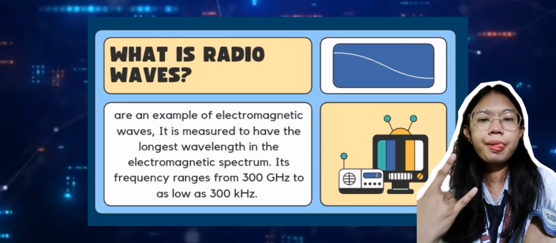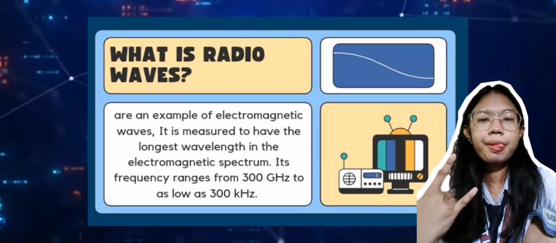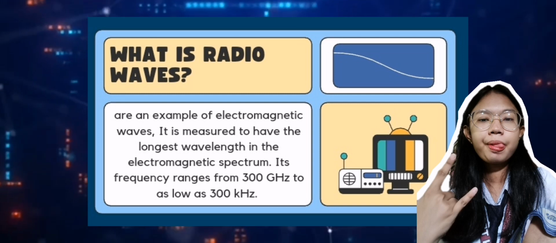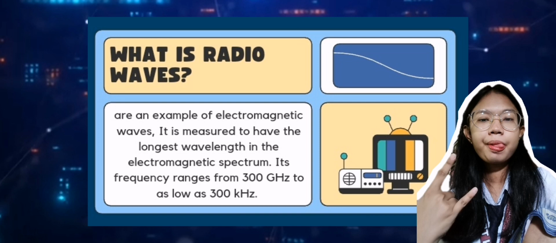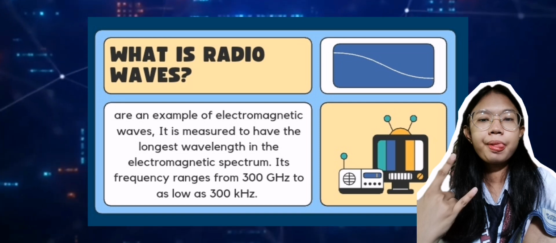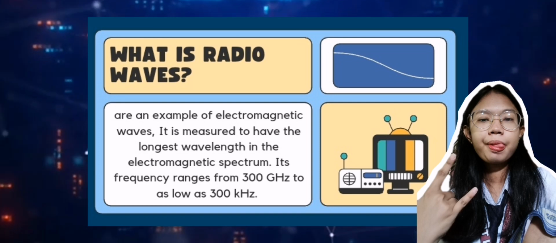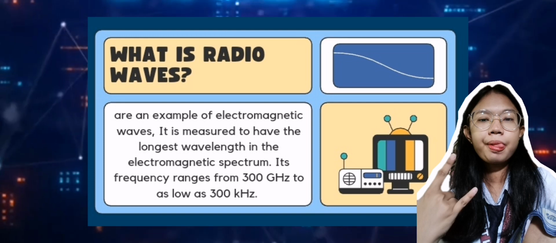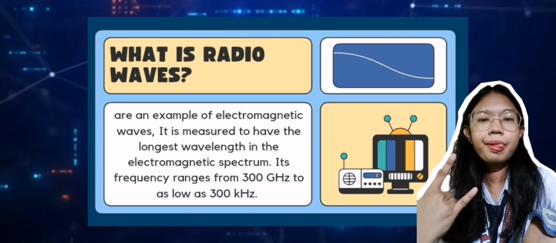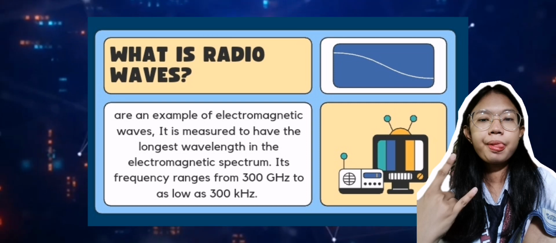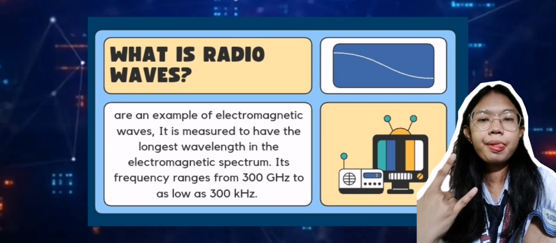Now, let's proceed to knowing what radio waves are. Radio waves are a type of electromagnetic radiation with wavelengths ranging from around 1 millimeter to over 100 kilometers. They are commonly used for communication, including radio and television broadcasting, cell phone signals, Wi-Fi, and radar.